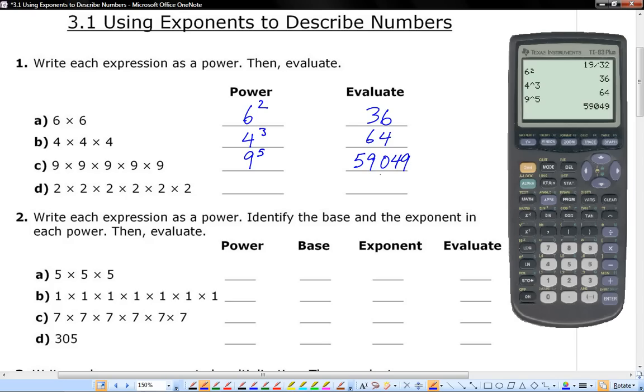And in the last example here we have 1, 2, 3, 4, 5, 6. So 6 is the exponent on 2. And 2 to the power of 6 is equal to 64.